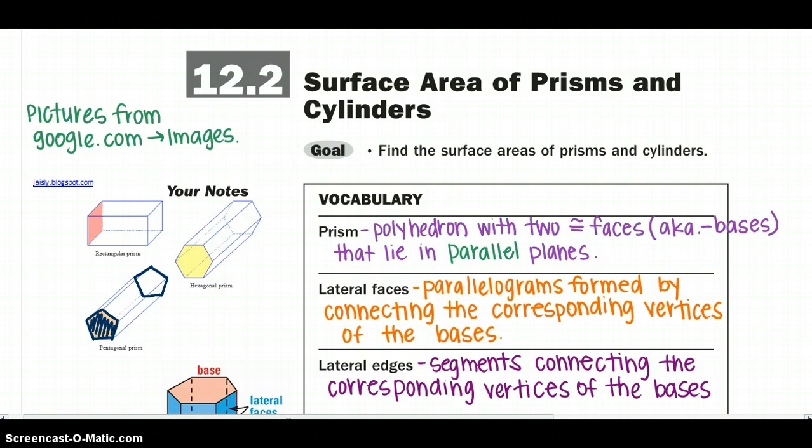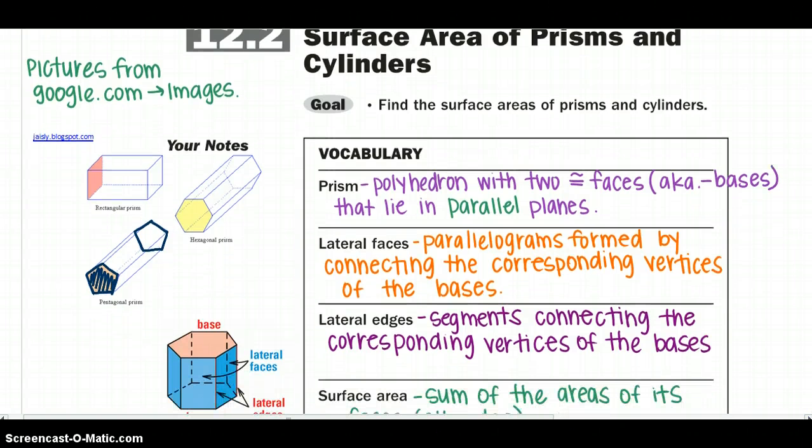So how do we recognize the prism? Well, first it's going to be by the lateral faces. So these are going to be parallelograms formed by connecting the corresponding vertices of the bases. And we've talked before, normally those are going to be some type of rectangle that connects the two bases together. That will allow them to be on those parallel planes.